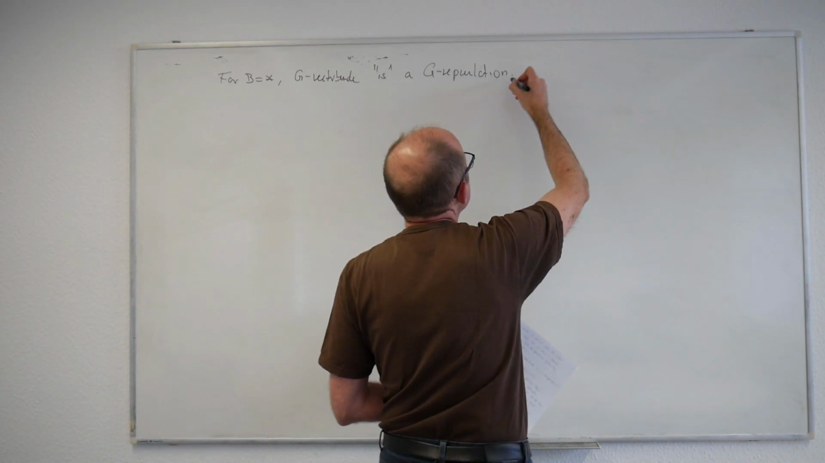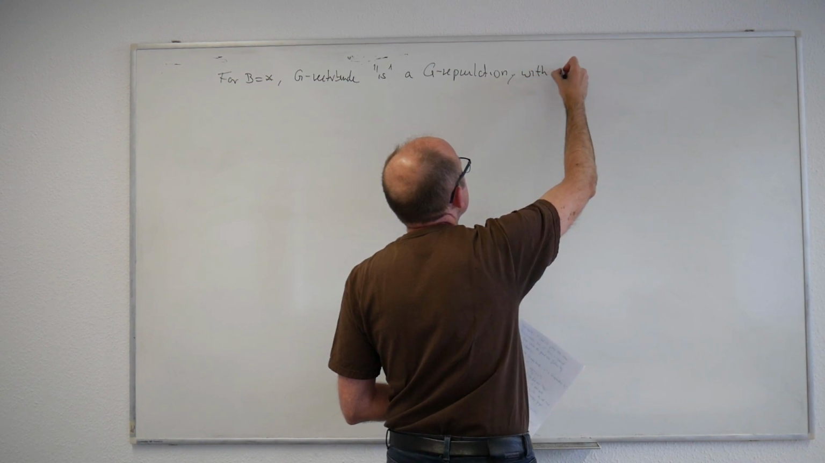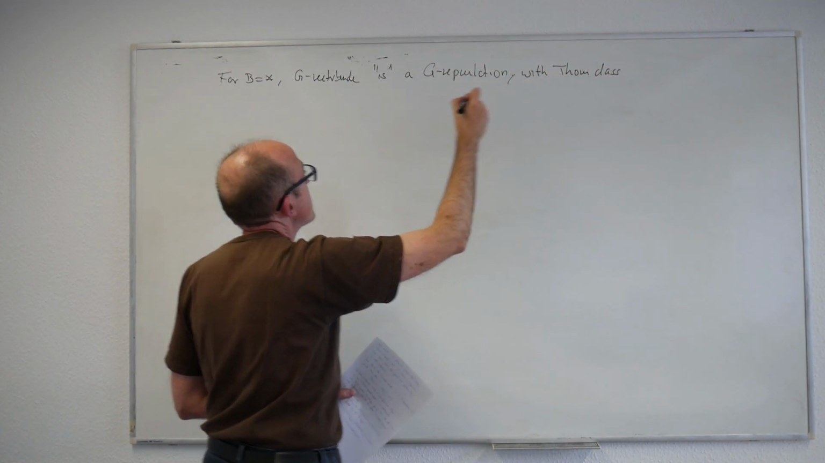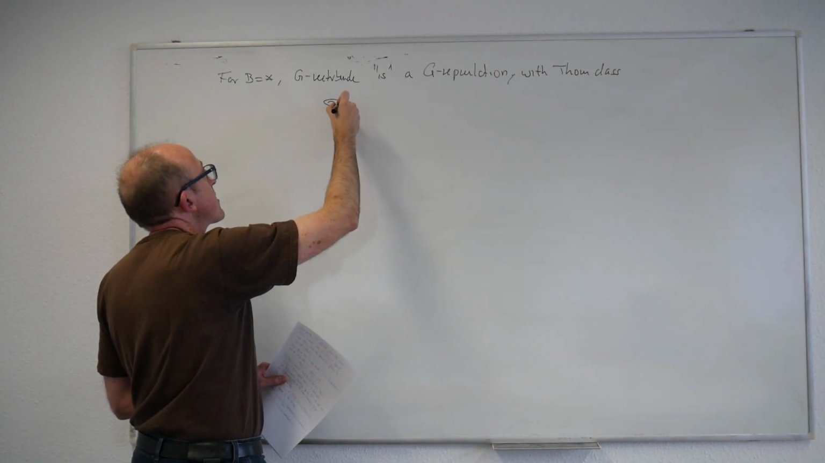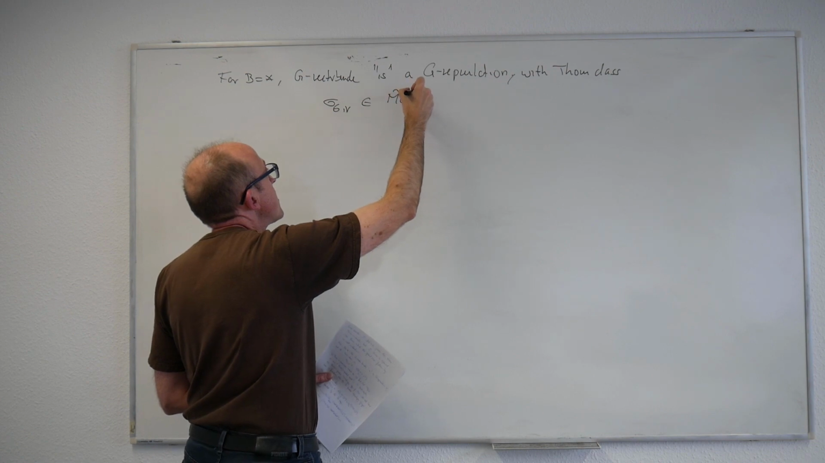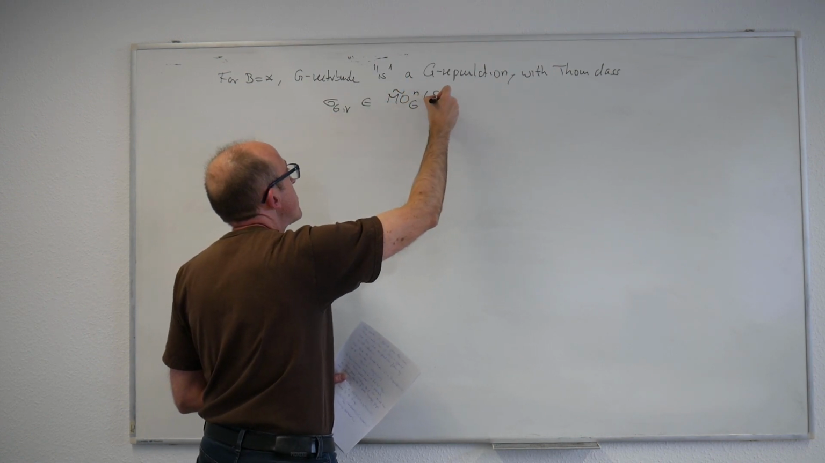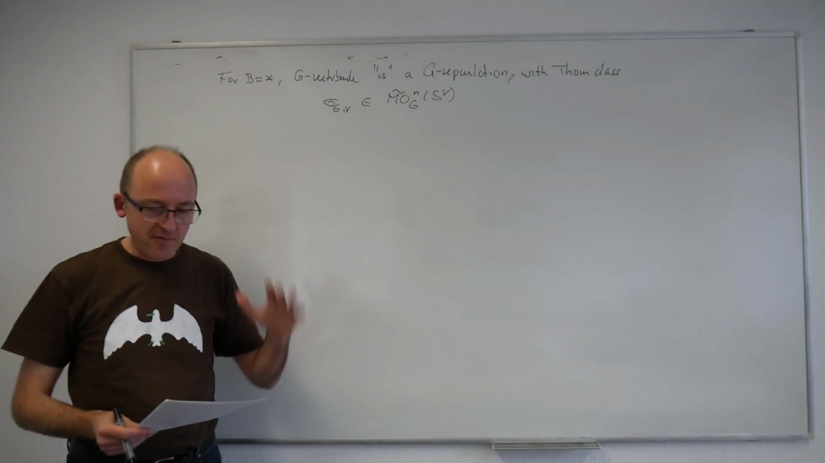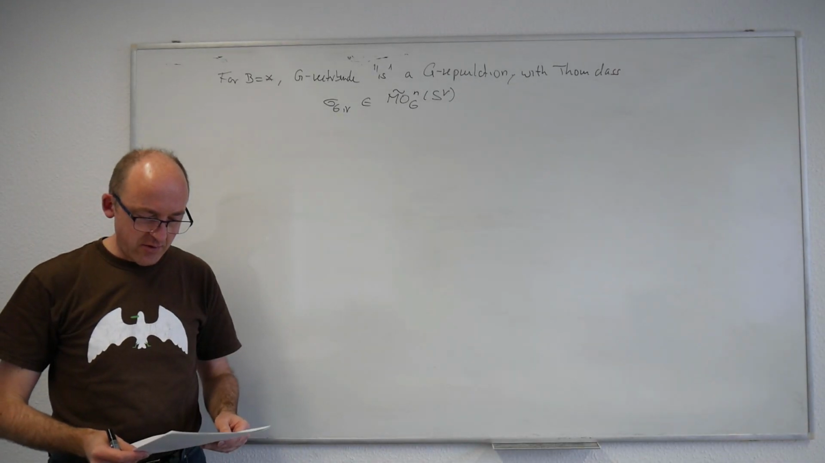And the Thom class then lies in the following group. I just write sigma G, V for it, and it lies in the reduced n-dimensional G equivariant cohomology of S^V, because that's the Thom space for V considered as a vector bundle over a point.